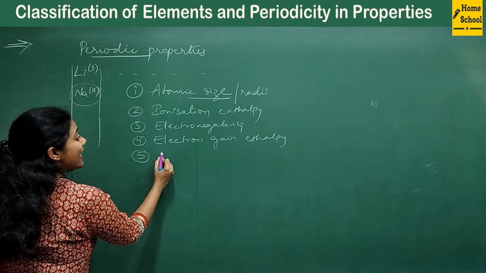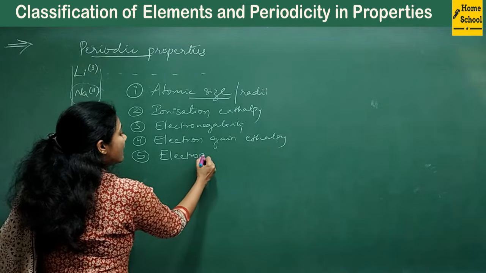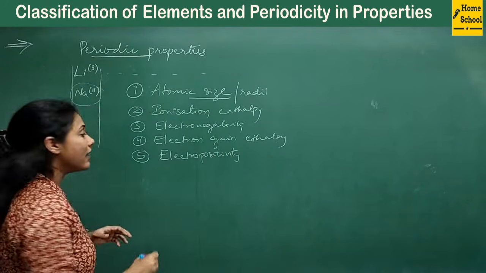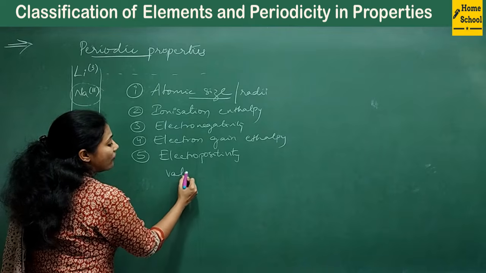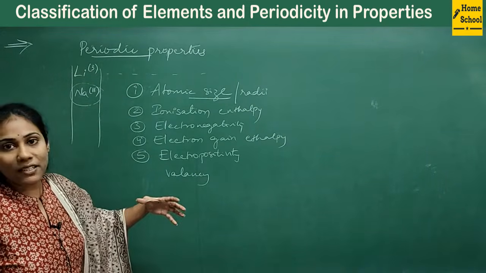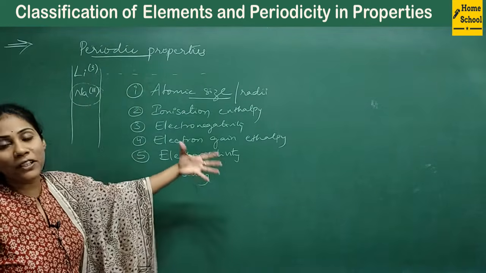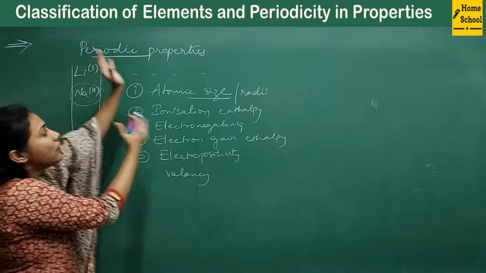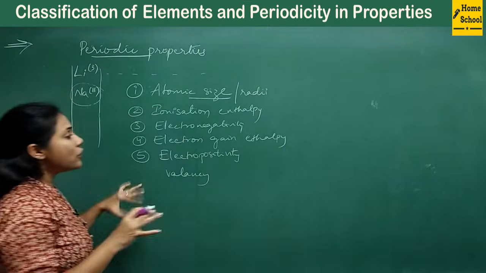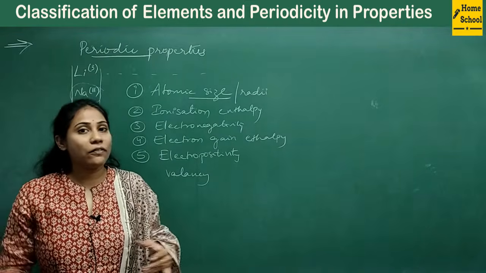And next one is electropositivity. We say something called electropositivity. Electropositivity is nothing but metallic character. And we will also talk about valency, you know. So all these are periodic properties, okay? And there is a certain variation in the periodic table as you go from one group to another, you know, there is a variation, right? All those variations and the reasons for those variations, everything we have to study.